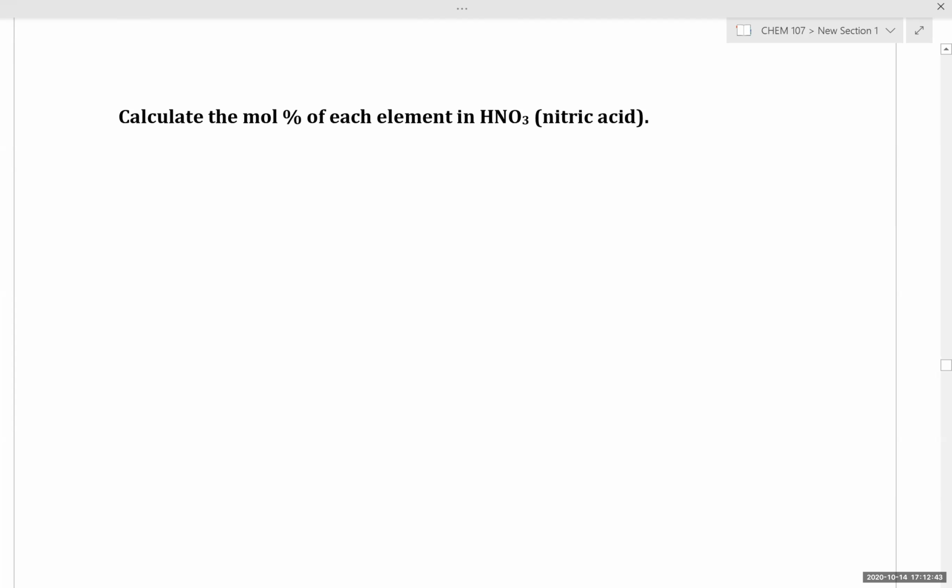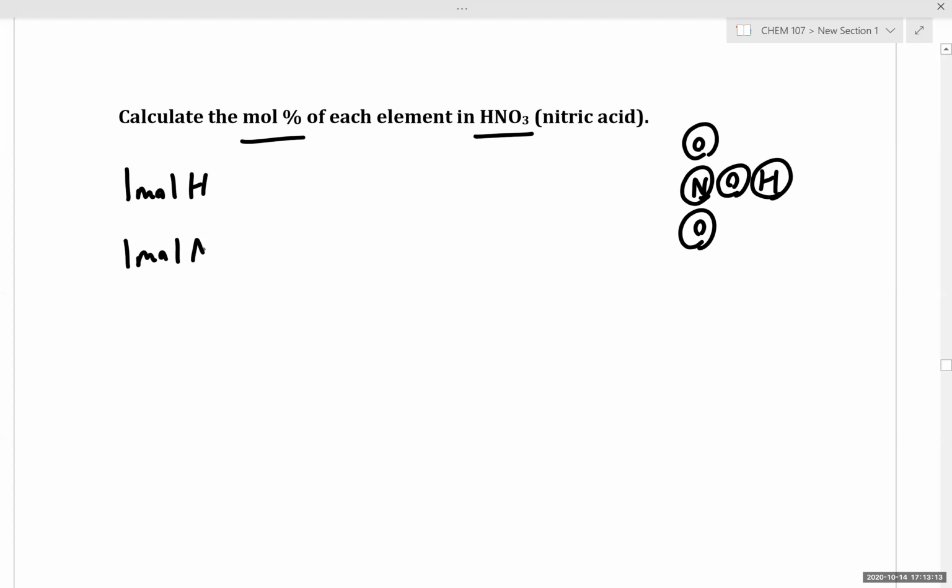Okay, well, let's do an example where we're asked to calculate the mole percent of each element in nitric acid. Okay, so I'm going to draw a picture of nitric acid. Not entirely descriptive of its Lewis structure, just so I can count atoms. So I see from the formula, I have 1 mole of hydrogen, 1 mole of nitrogen, and 3 moles of oxygen. So then for my total moles, I have 3 plus 1 plus 1, or 5 moles.